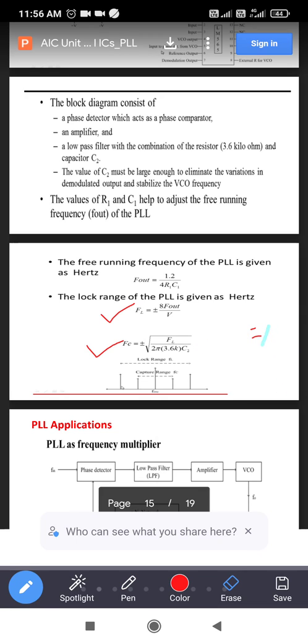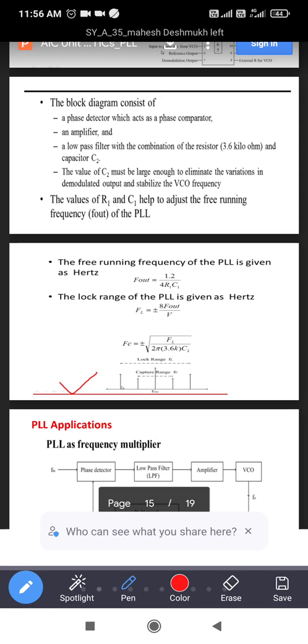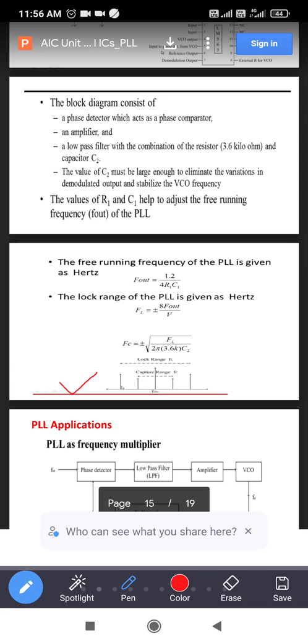In this way you can get 3 different frequencies by calculation. One is F out, the free running frequency of PLL. Second is the lock frequency FL, and third is the capture frequency FC. If you draw the graph, the center frequency is F out, then the capture range is given by FC, and the last one is the lock range. Lock range is maximum. Always remember, lock range is greater than capture range, so FL is greater than FC.